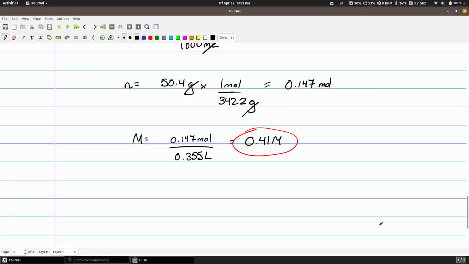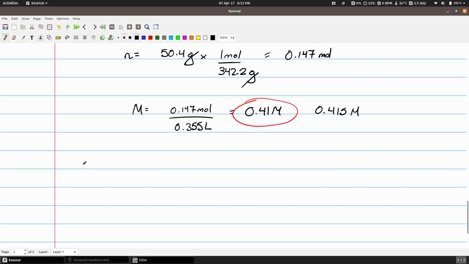I didn't say specifically what significant figures. If you're doing it to the proper amount of significant figures, you'd have 3 and it would be 0.415. But I'm not too concerned about that. I'm mainly concerned with, can you get the concentration right? Or do the math right.